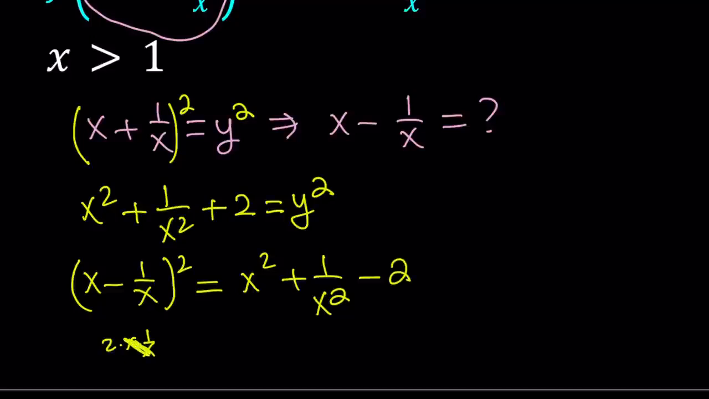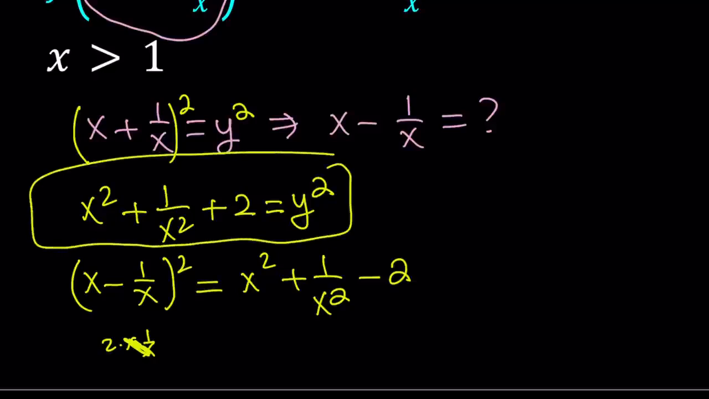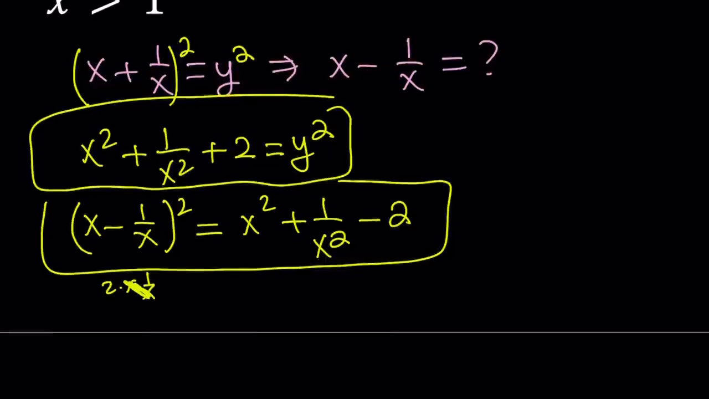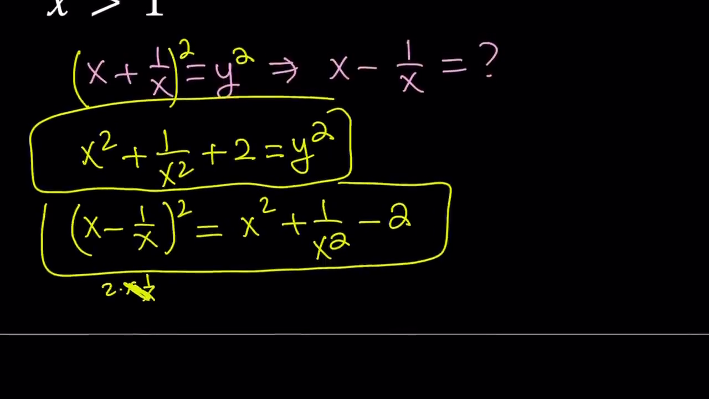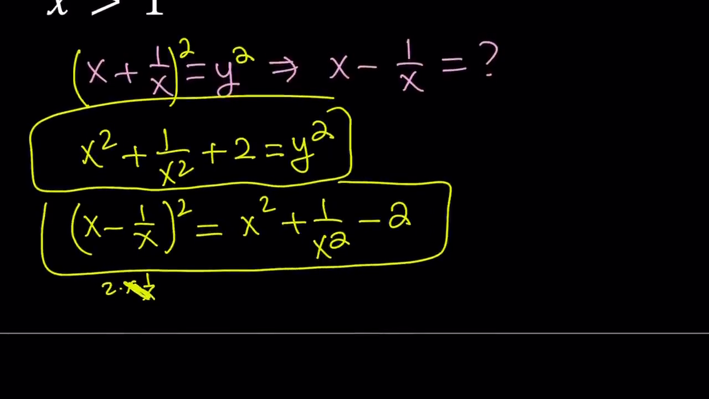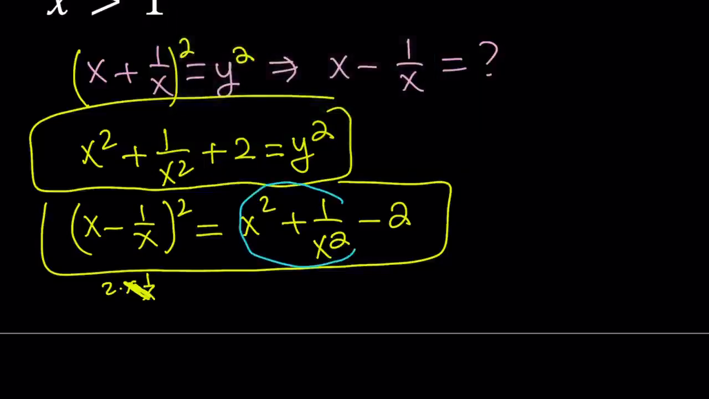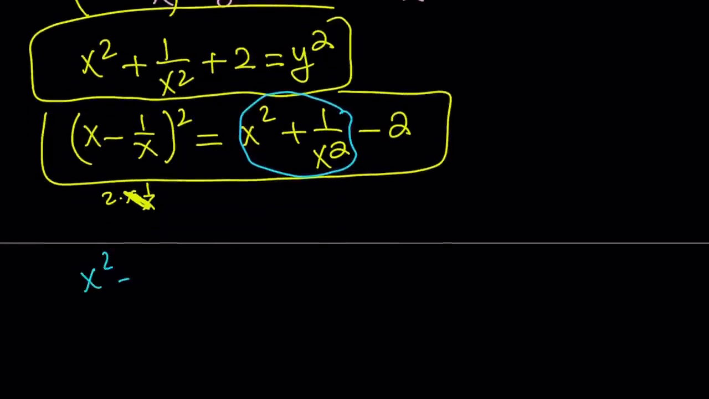So we have two equations, basically. We know that this is equal to y squared, and we also know that x minus 1 over x squared is equal to that. So we're going to put these two together. In order to be able to do that, let's substitute this into our first equation. But in order to substitute, I don't have x minus 1 over x in the first equation. So let's go ahead and isolate x squared plus 1 over x squared from here. This is what I would like to isolate from the second equation. So let's solve for that. Add 2 to both sides. And you're going to get the following.